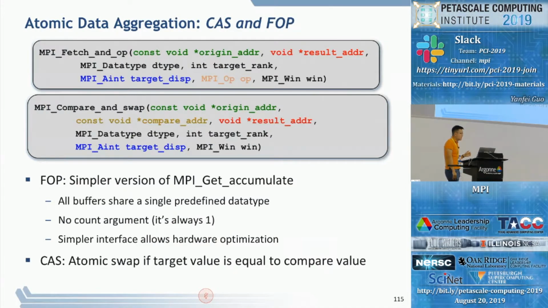And the last one is compare and swap. With compare and swap, we also have a compare address. If the origin address and compare address are the same, we're going to do a swap with the target side. So that's compare and swap. That's all the semantics of these operations.